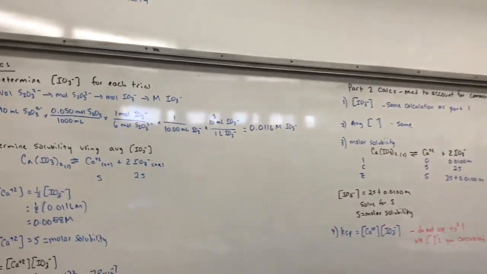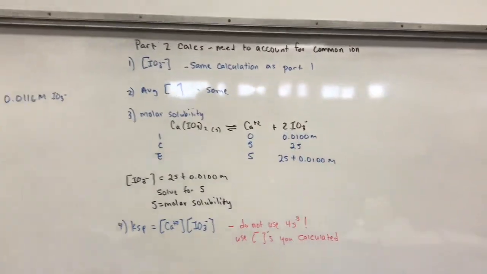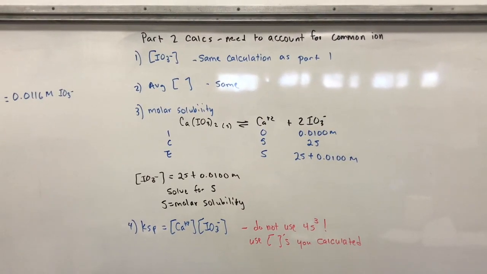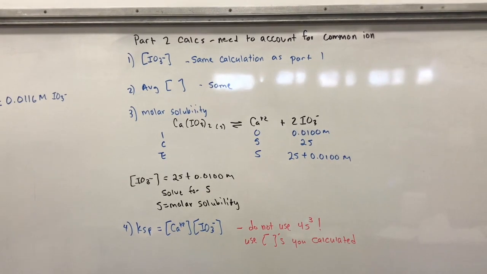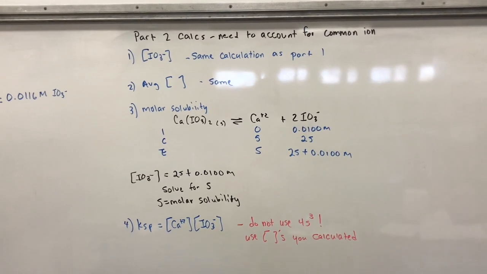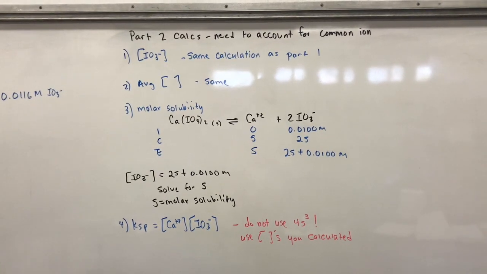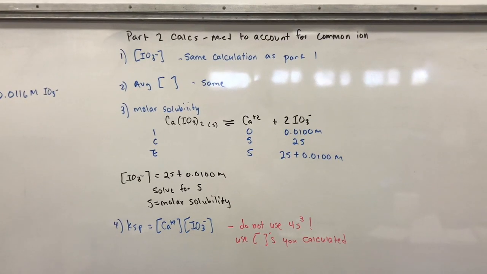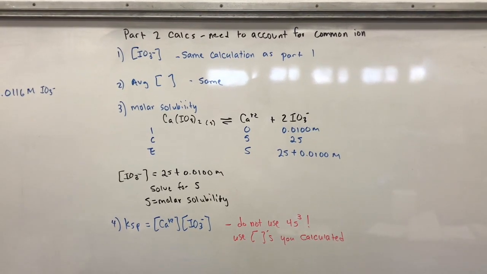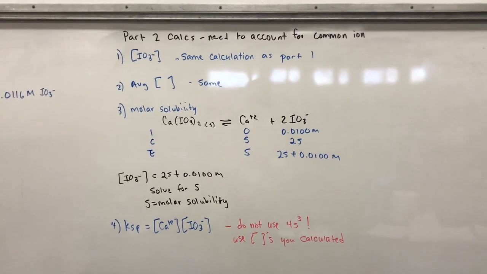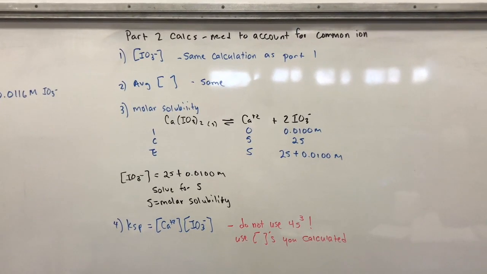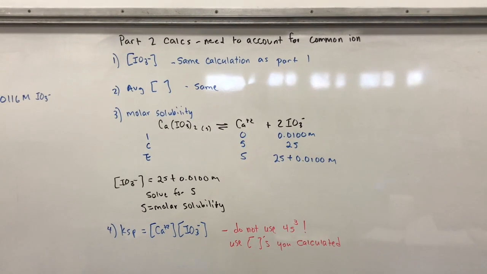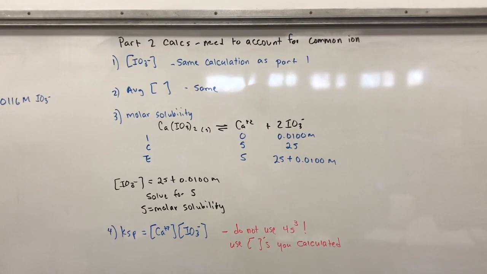Part 2 gets a little bit trickier with our common ion effect, and we have to account for that. We're going to determine the iodate concentration just like before, and the average iodate concentration. But now, in our ICE table, we have to account for that common ion, the 0.01 molar solution of iodate. The molar solubility is S, so we get S amount of calcium and 2S amount of iodate that dissolves, resulting in our equilibrium concentrations of S and 2S plus 0.01 molar.